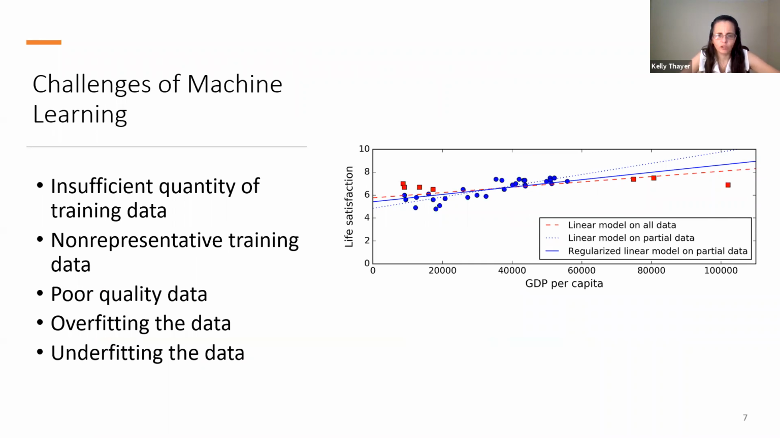Some of the challenges of machine learning, which definitely carry over to neural networks, are insufficient quantity of training data, non-representative training data, poor quality of the data, overfitting of the data, and underfitting of the data.